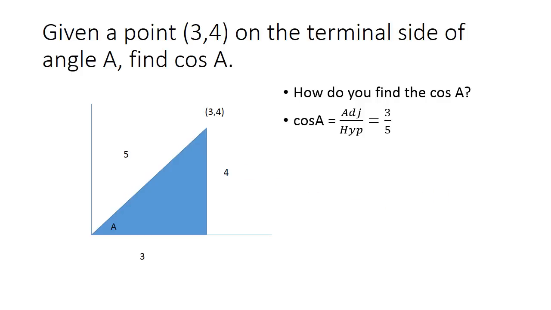What if I asked you the tan of A? Well, that's opposite divided by adjacent, so that would be 4 over 3. I didn't ask you any of that, but I just thought I'd throw that in. So, okay, let's go on.